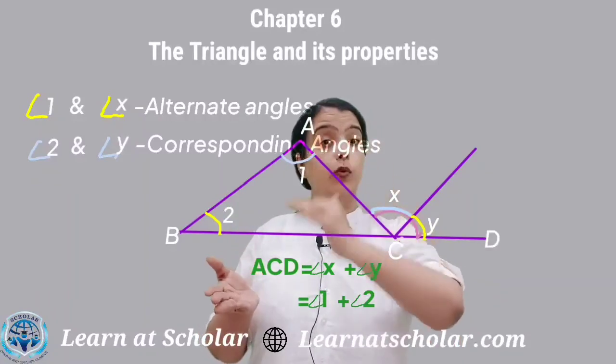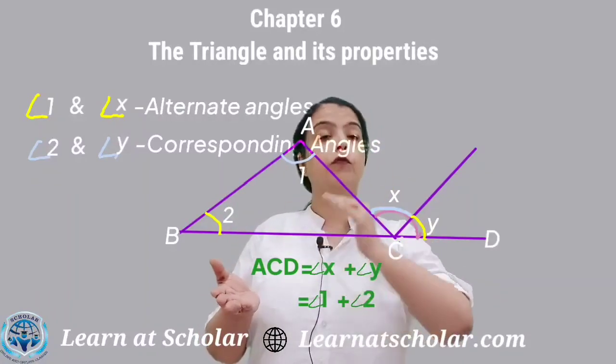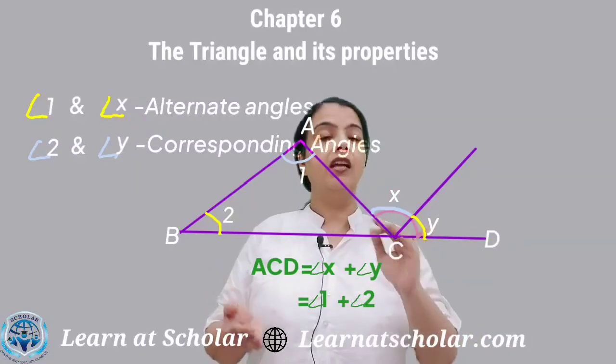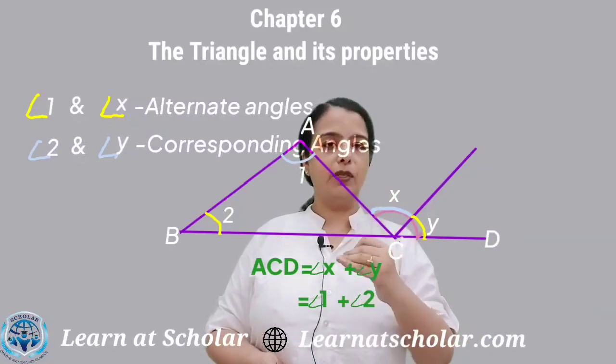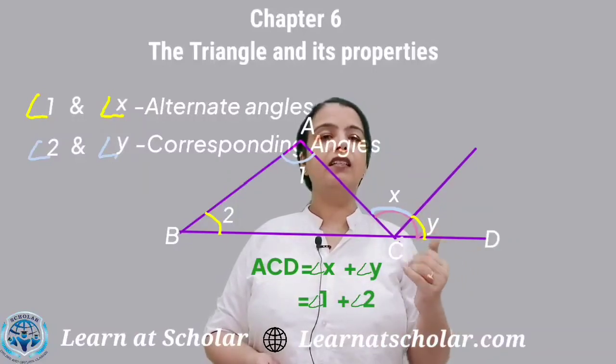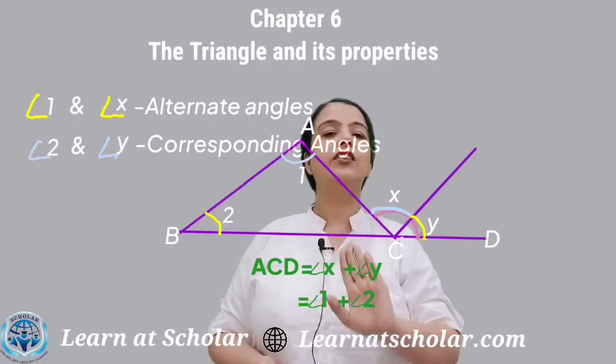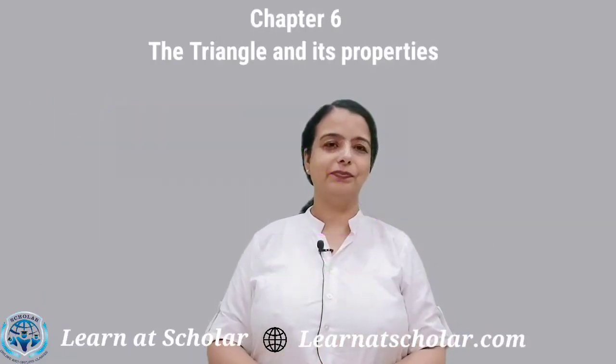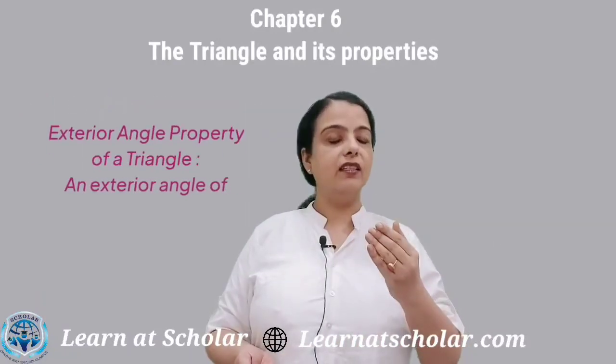That means these two interior angles sum up to form the exterior angle. This is the exterior angle property of the triangles. The exterior angle is the sum of the opposite two interior angles. You can understand this rule.